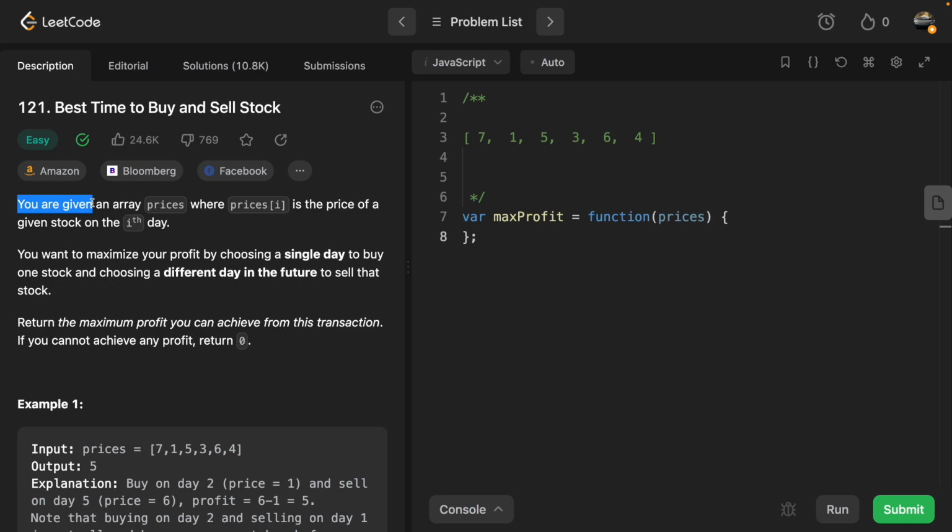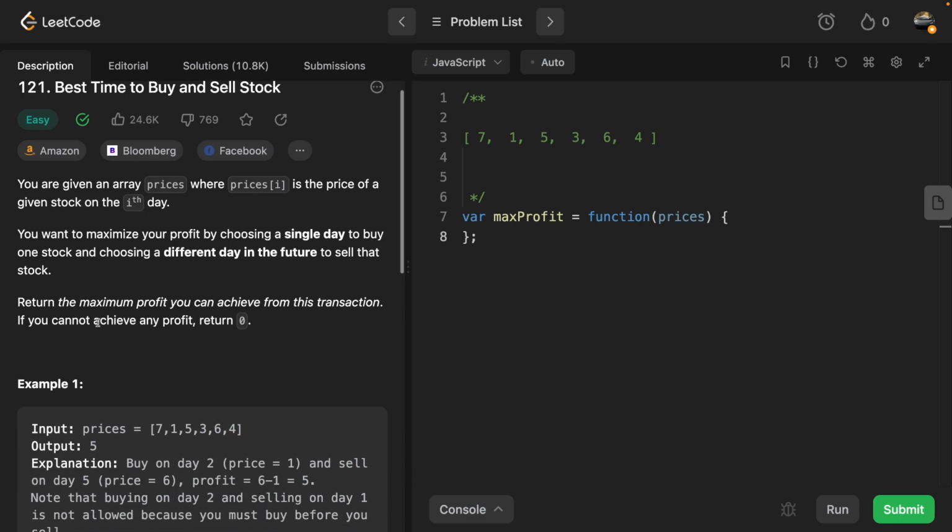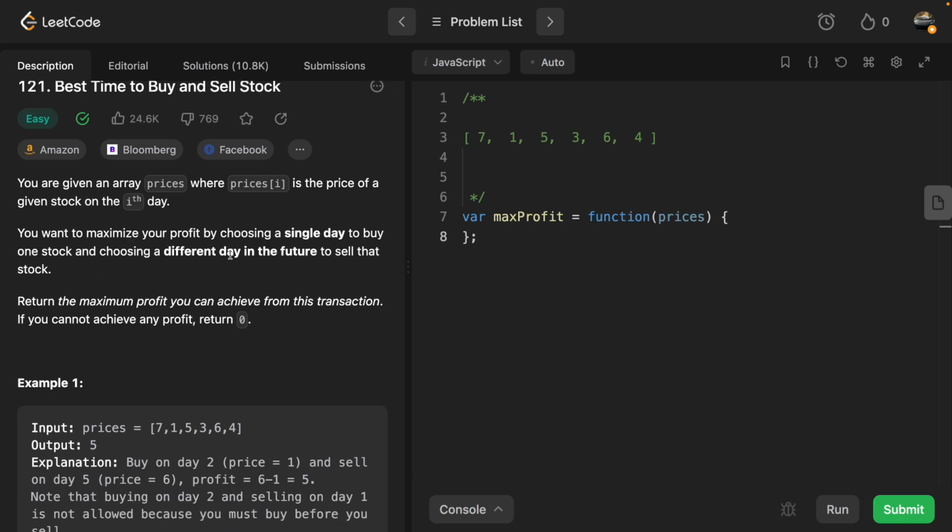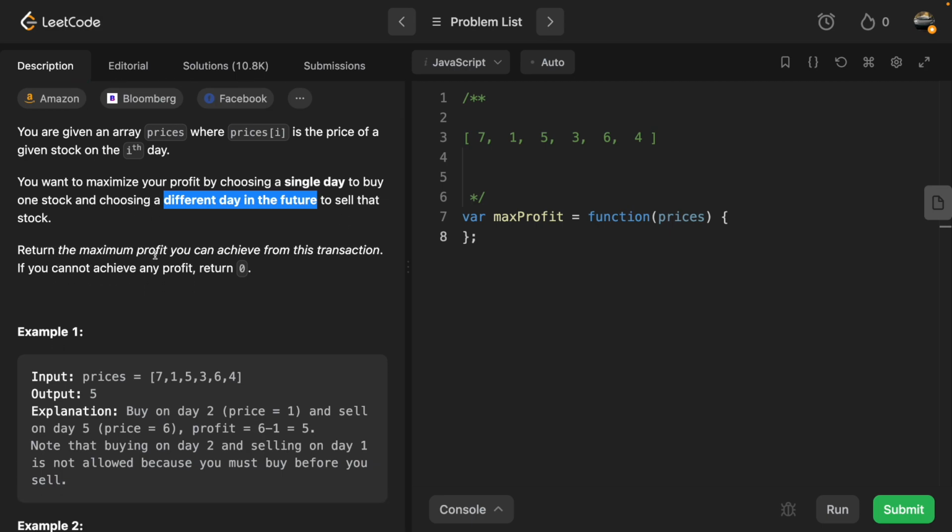You are given an array prices where prices[i] is the price of the given stock on the ith day. You want to maximize your profit by choosing a single day to buy one stock and choosing a different day in the future to sell that stock. Return the maximum profit you can achieve from this transaction. If you cannot achieve any profit, return 0.